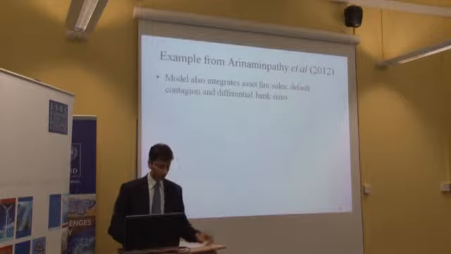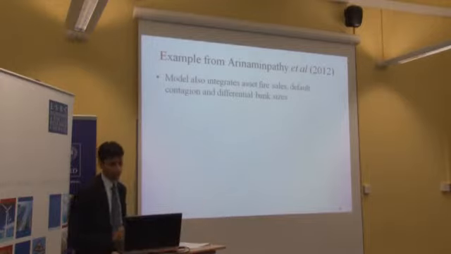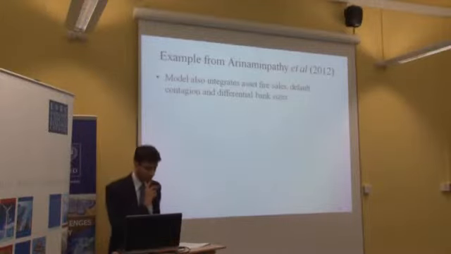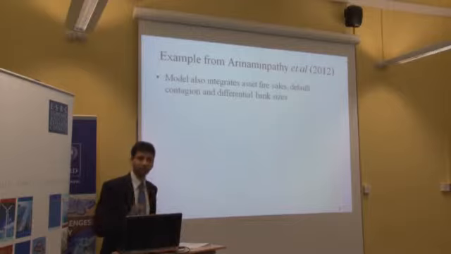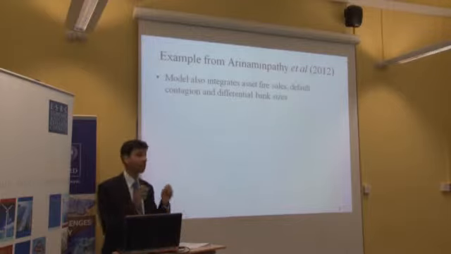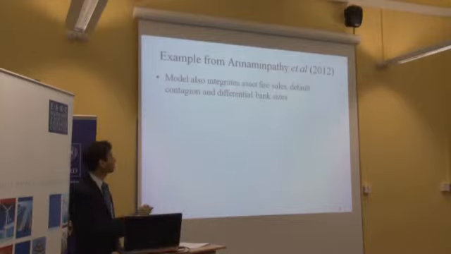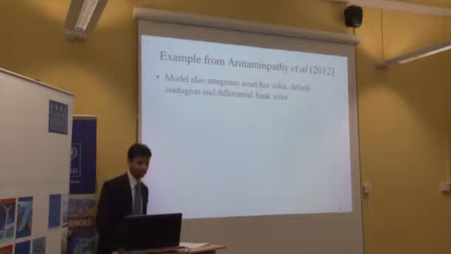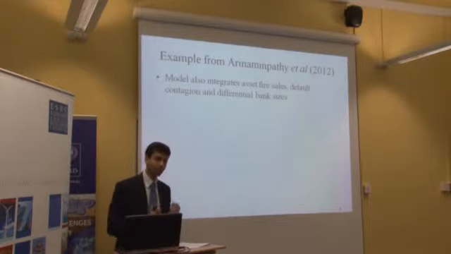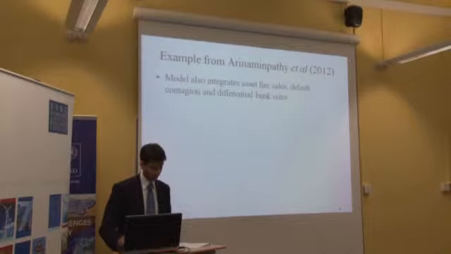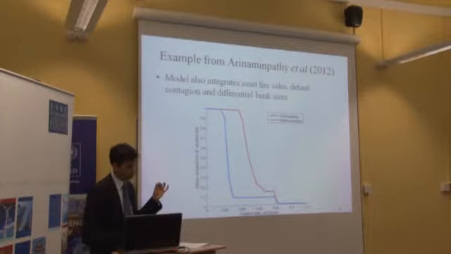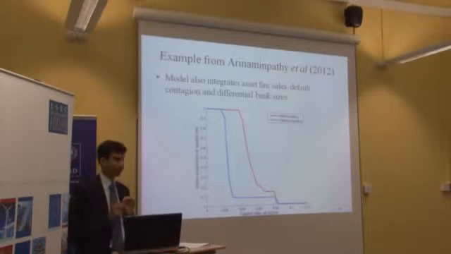Now this model also integrates fire sales and default contagion and differential bank sizes. On fire sales, it picks up on one of Dane's points. So we have a range of different asset classes. Each asset class is held by some banks, but there are different banks holding different asset classes. The bigger banks are more diversified. Differential bank sizes, so some banks are basically bigger than others, lambda times bigger, and there are fewer of them. And the shock here is a failure of a single large bank.